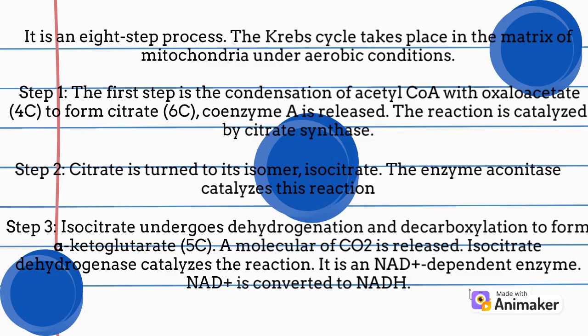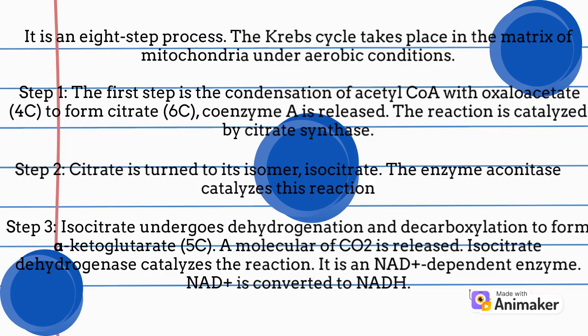The Krebs cycle takes place in the matrix of mitochondria under aerobic conditions. Step 1. The first step is the condensation of acetyl-CoA with oxaloacetate, 4C, to form citrate, 6C. Coenzyme A is released. The reaction is catalyzed by citrate synthase. Step 2. Citrate is turned to its isomer, isocitrate. The enzyme aconitase catalyzes this reaction.